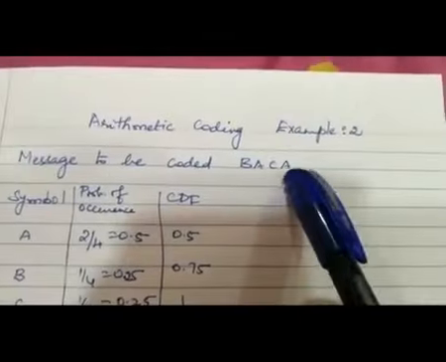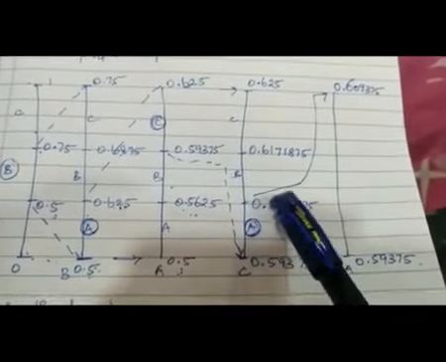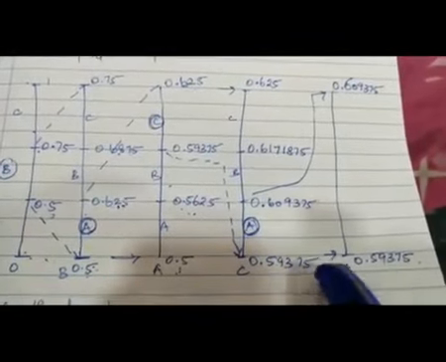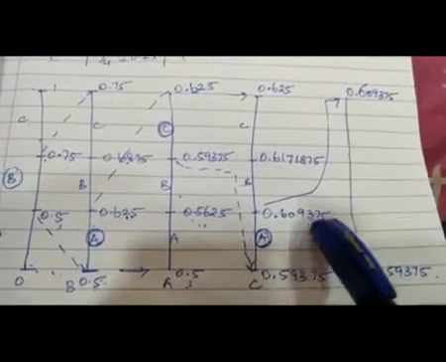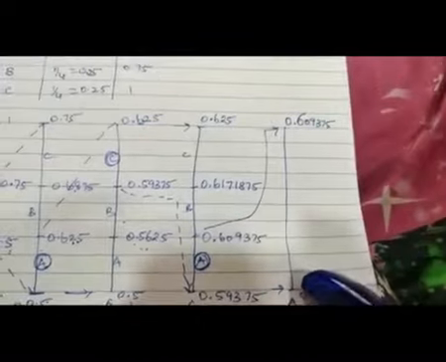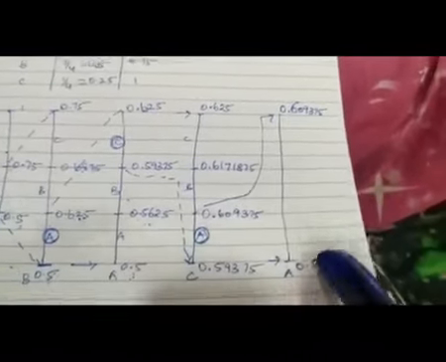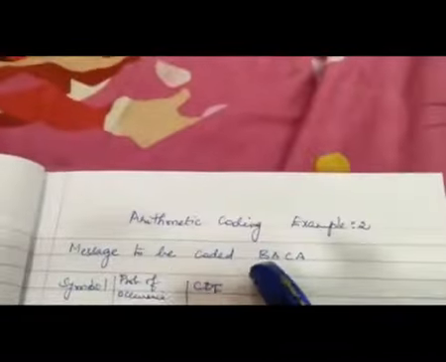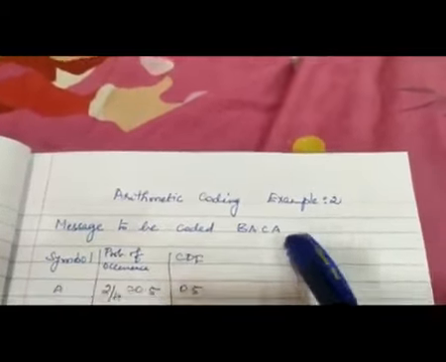And the last symbol of our message is A. So find out the limits of A. It is 0.59375 and 0.609375. We don't have any further calculations, and this is called the code word of the full message BACA.